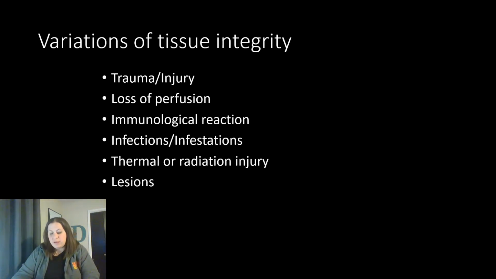So guys, when we look at variations of tissue integrity, there are 6 different ways that the tissue's integrity and functionality could be affected. The first, of course, is trauma or injury. This could be as simple as an abrasion, like even just a carpet burn, not even a deep one, just where the top layers are taken off. That's a very mild case, but it could also be a very deep wound where muscle and bone may be exposed.